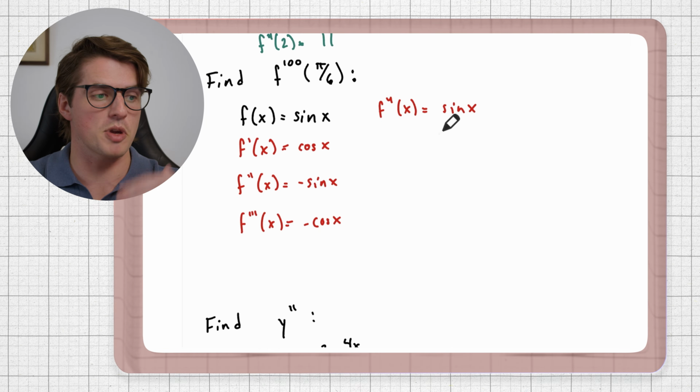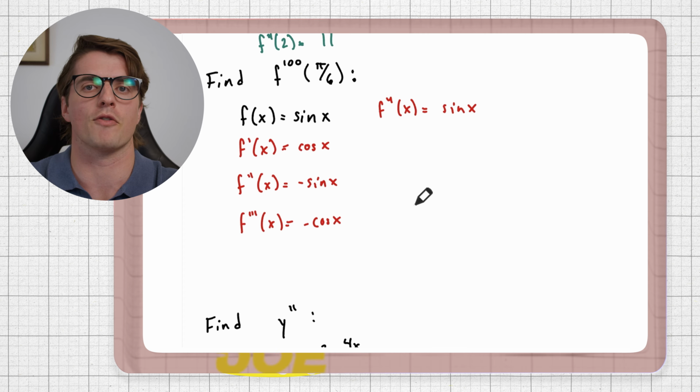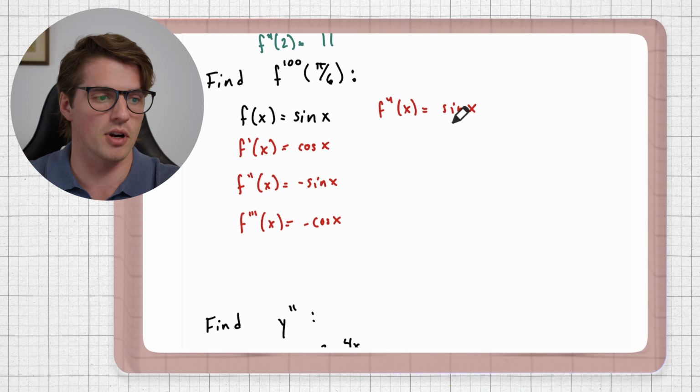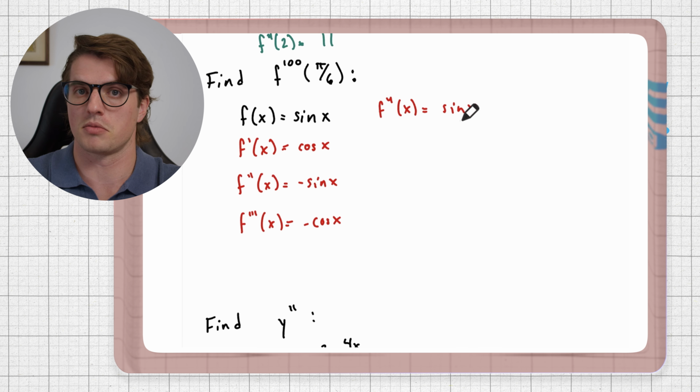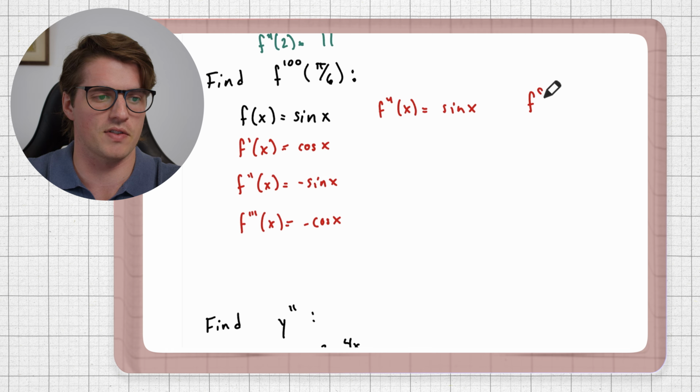And then we'll just repeat from sine of x, cosine, negative cosine. So we're repeating every 4. If it is a multiple of 4, then the derivative would be sine of x. F4 would be sine of x. F of 8 here would be sine of x.